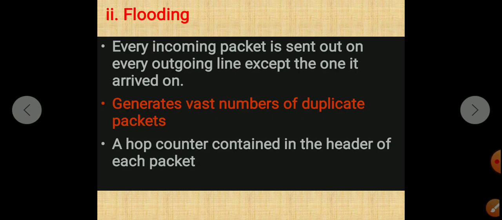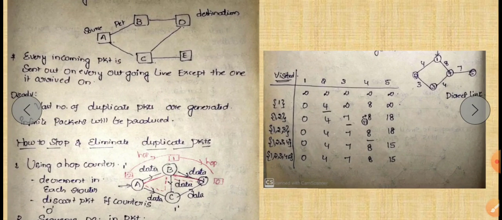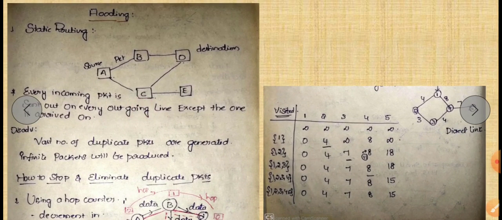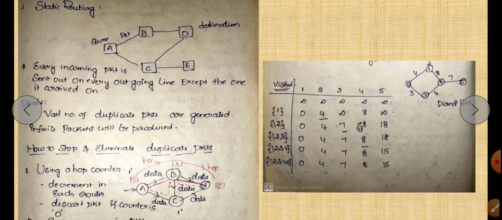So to avoid this duplication, we are going to give a hop counter contained in the header of each packet. A hop counter will be contained in each packet. So what is meant by a hop count? For example, here a packet will be there. Here we'll see what the hop count is and everything. Just have a look here.